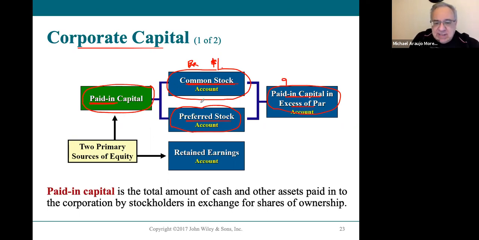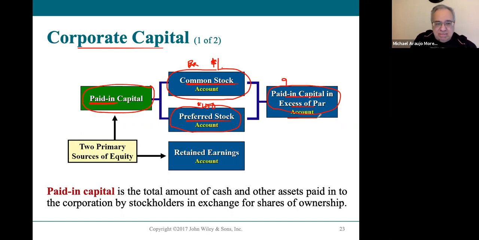Preferred stock tends to have a par value of $100. It's very common to have a par value of 100. So it would work the same. Let's say they sold a share of preferred stock for $110. The first $100 would be credited to preferred stock because that's the par value. The other $10 would go into paid-in capital in excess of par. That's all. It's just for accounting.